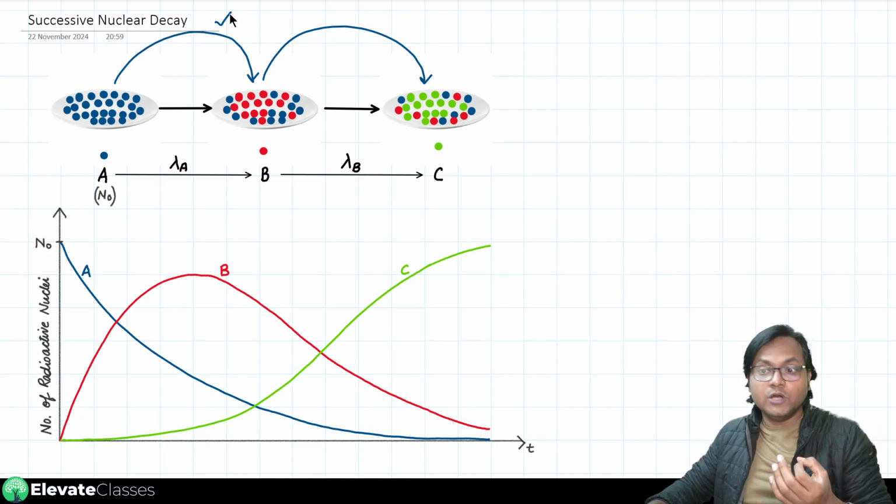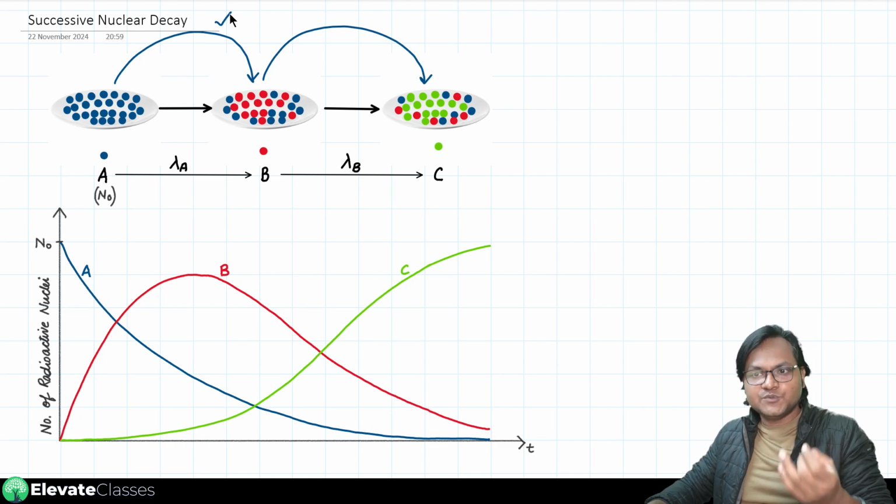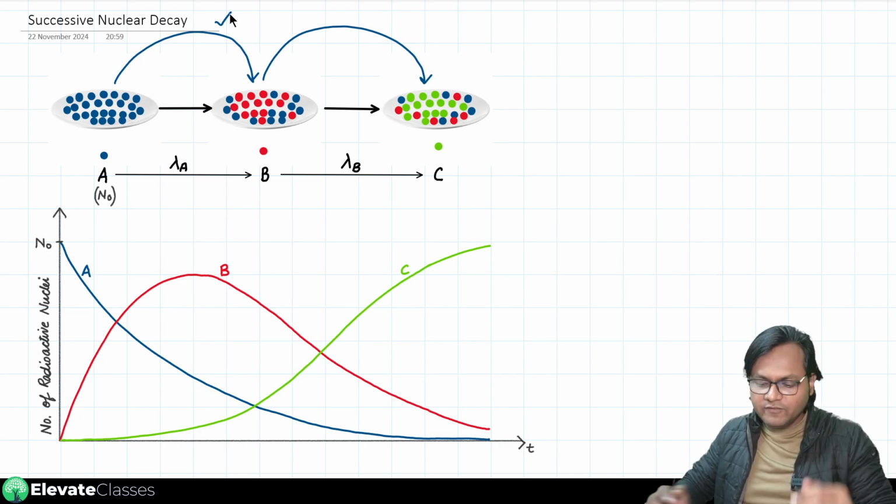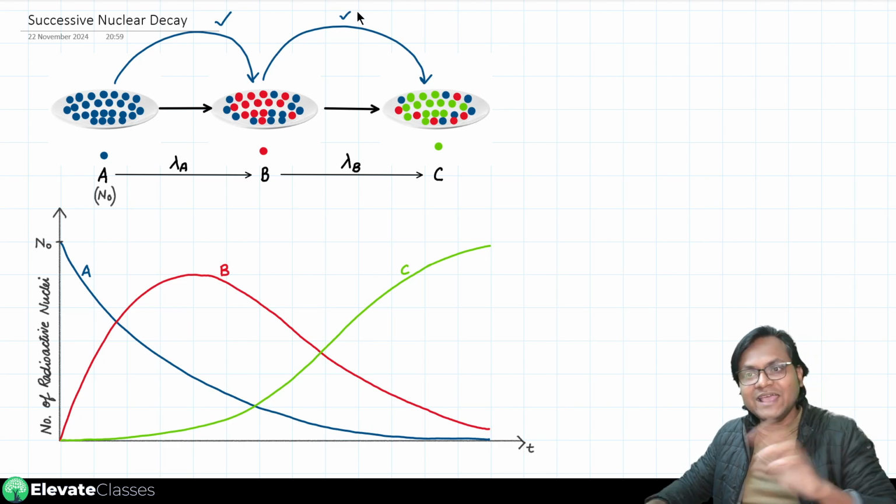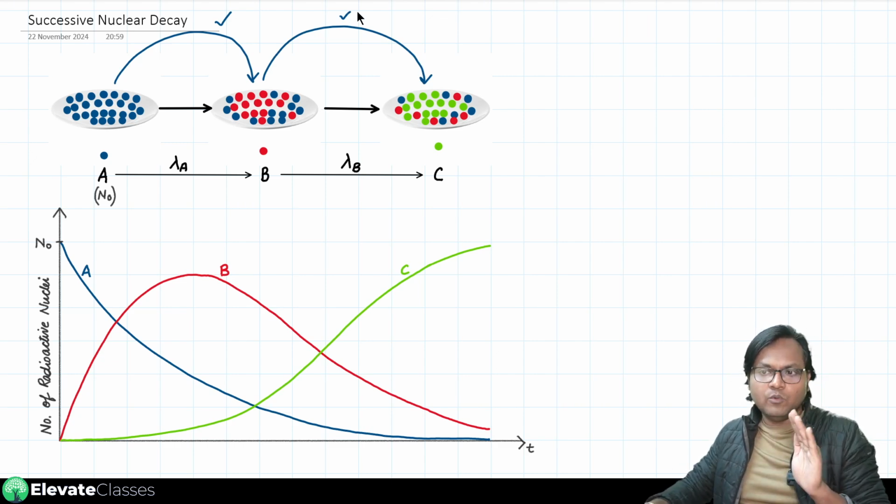You must have studied the radioactive decay law and the various expressions involved. But what if the daughter nuclei is not stable? What if it is also radioactive and decays further into something else? That is the problem that I want to study today.